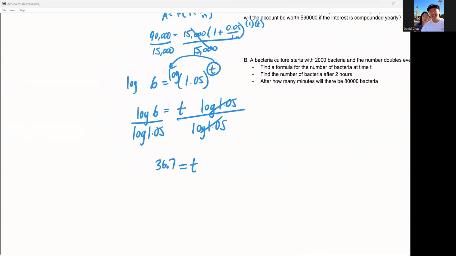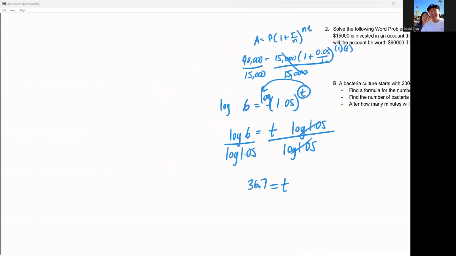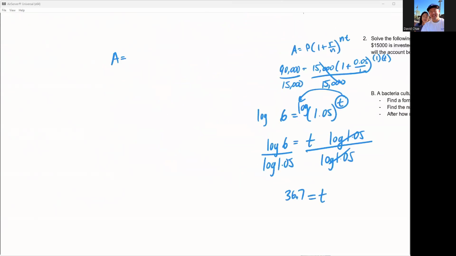Then what happens with continuous? So again, your answer for continuous should be very similar. It should be close. Is it okay if it's t equals 37? Yeah, that's fine too. So it'd be 90,000 equals 15,000 e to the 0.05 times t. Divide by 15,000. It'll be 6 equals e to the 0.05t.